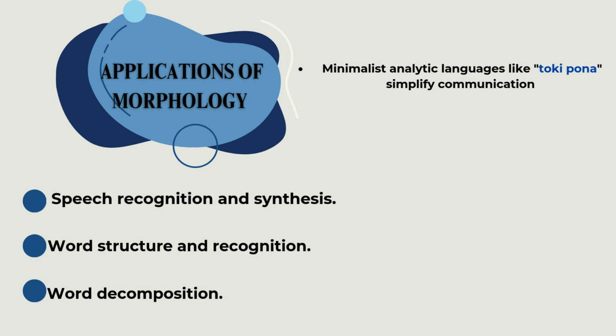Number 4. Word decomposition and spelling correction. Morphology allows tools like Grammarly or spell checkers to break down complex words into their base components. They enable suggestions for better grammar, corrections, or even alternatives.